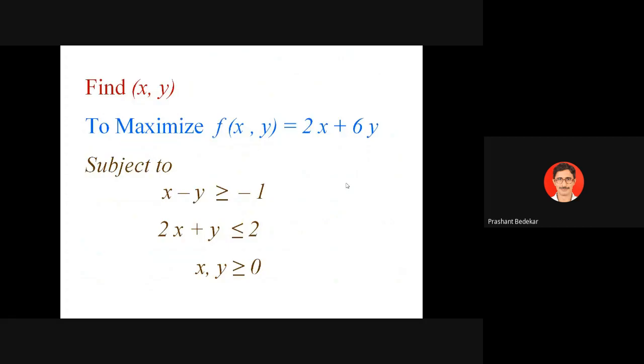Say that this is the problem: find x, y so as to maximize 2x plus 6y subject to the constraints x minus y greater than or equal to minus 1 and 2x plus y less than or equal to 2. And the design variables x and y follow the non-negativity constraint. So x and y both should be greater than or equal to 0. This is a problem. Initially, I have taken a simple problem having two variables and two constraints only.